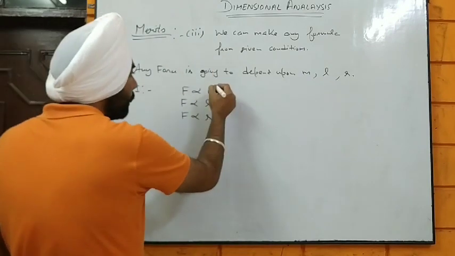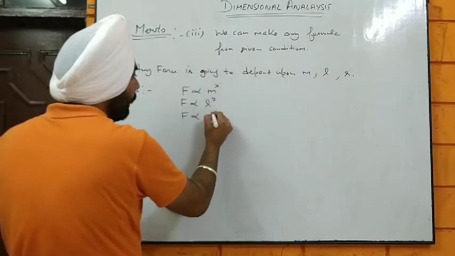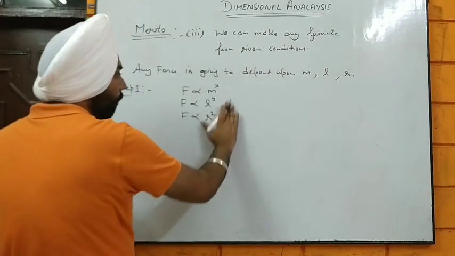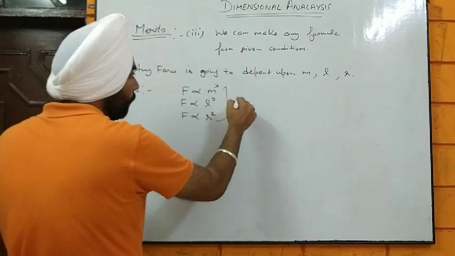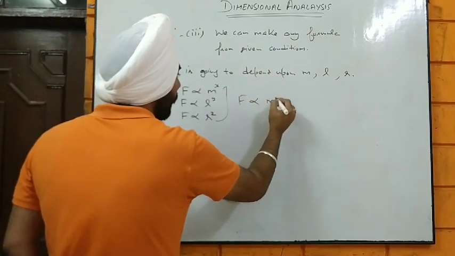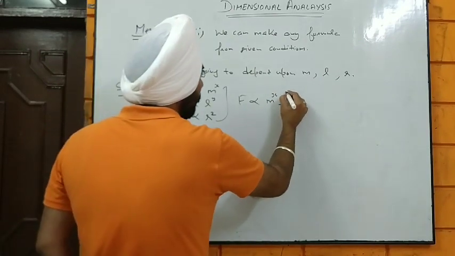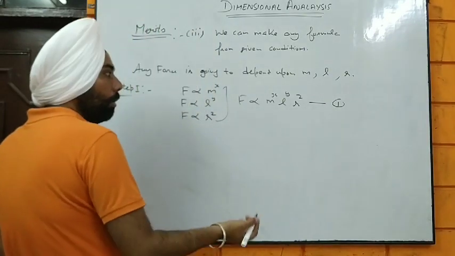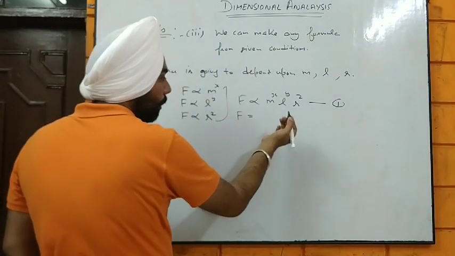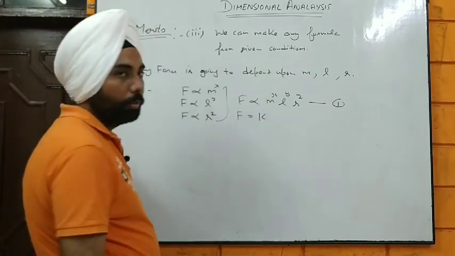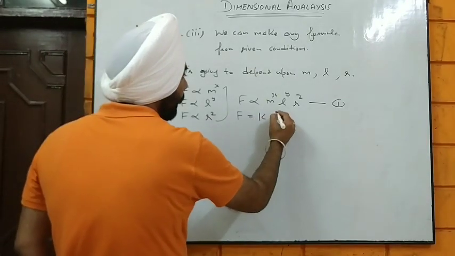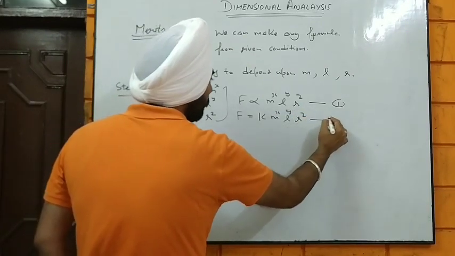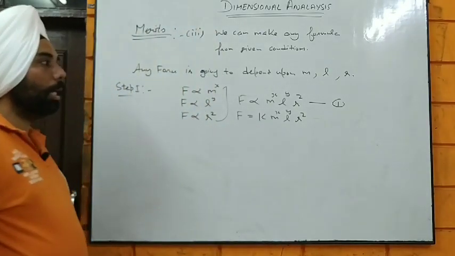So let's assume some powers: x, y and z. That should be marked as equation number 1. If you want the combination of that, force is proportional to m raised to power x, L raised to power y and r raised to power z, equation number 1. Or you can use an equal sign and a constant K, so F equals K m raised to power x, L raised to power y and r raised to power z. It is marked as equation number 1.